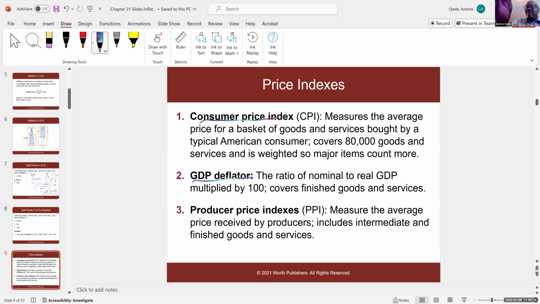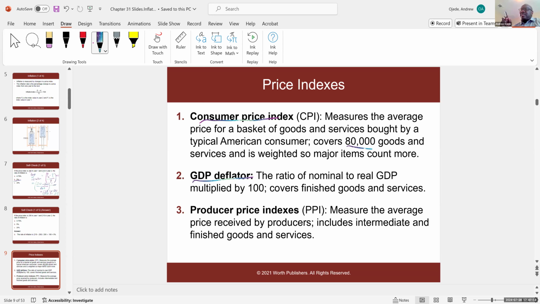So that typically covers about 80,000 different types of goods and services, and it's weighted so major items count more. So if gasoline is one of the major products that American families are buying, we assign a higher weight to gasoline in computing the CPI. If housing is one of the most important things, everybody always strives to have a roof over their head. So housing is going to be weighted more in that basket. Housing prices, like mortgages, or rentals, how much you're renting an apartment for, whatever it is. And then there's another way.